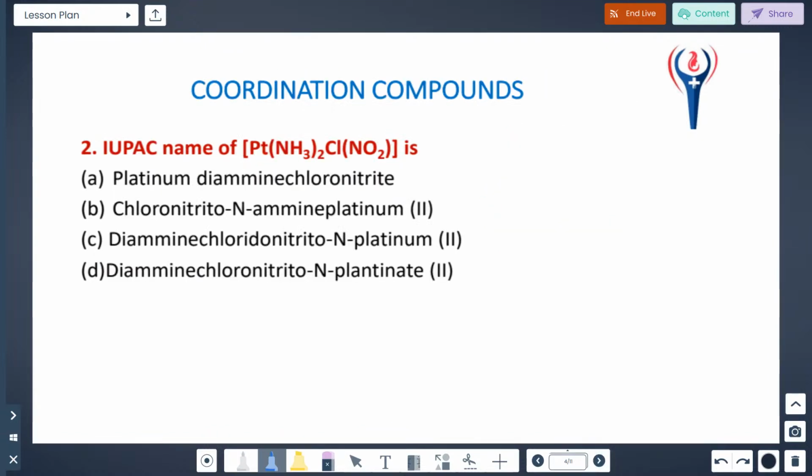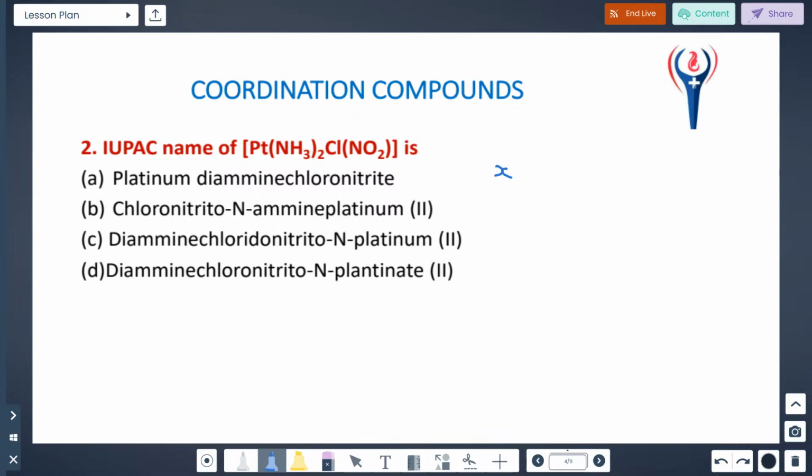Next one. IUPAC name of platinum NH3 twice Cl NO2. So this is also a neutral complex. Now we have to give the IUPAC name to this complex. First of all, you should find out the oxidation state. After that you can give the name to this complex. It's a neutral complex, so platinum I considered as X.